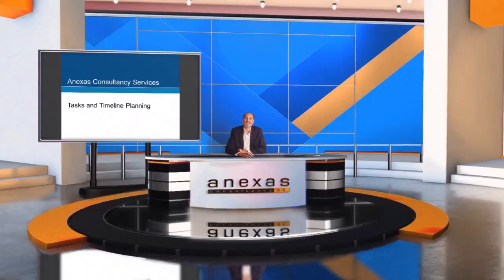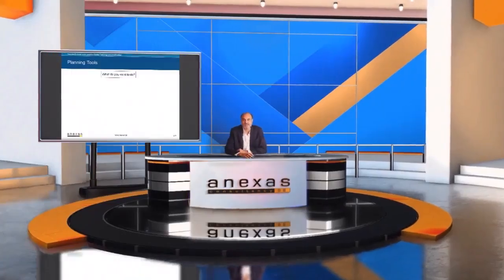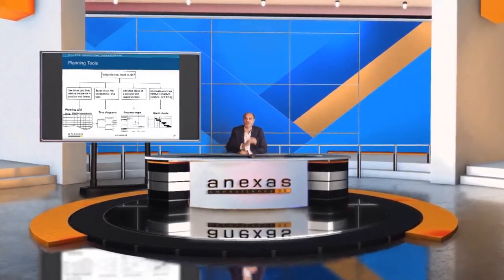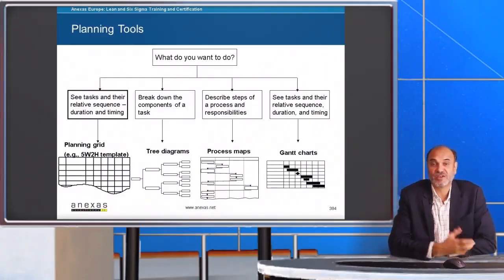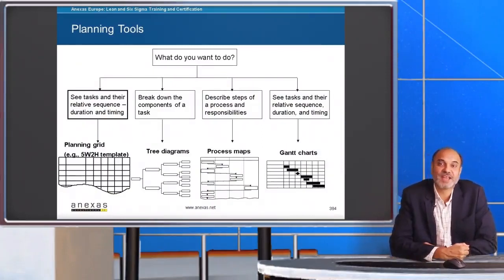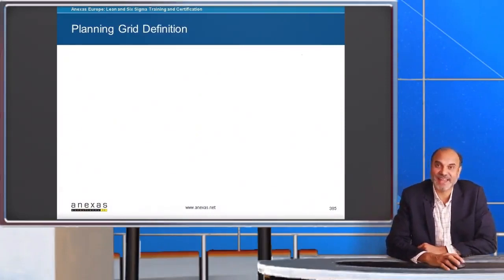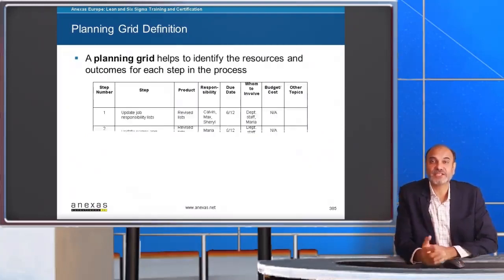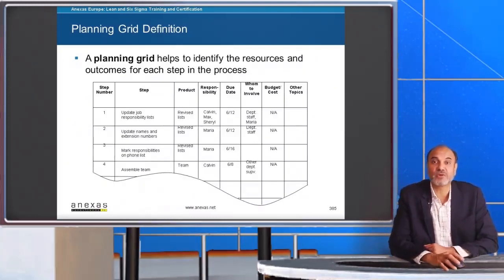First, the tasks and timeline planning. Here you can use 4 tools. These 4 tools are planning grid, tree diagrams, process maps, and Gantt charts. First, let us have a look at the planning grid. In a planning grid, we see the tasks and the relative sequence, the duration, and the timings. A planning grid helps to identify the resources and outcomes for each step in the process.